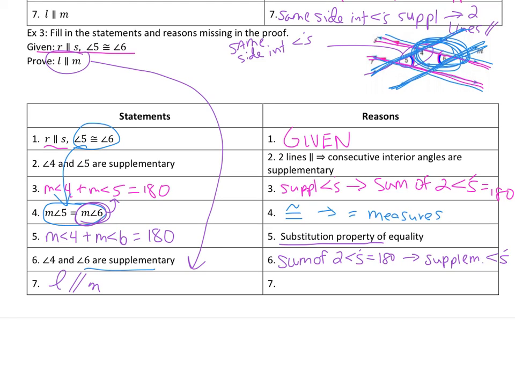But what's the name of those angles? The name of those angles, again, is consecutive interior angles, or same side interior angles. And when we have consecutive interior angles that are supplementary, this implies that our two lines will be parallel to each other. And that's your final reason.